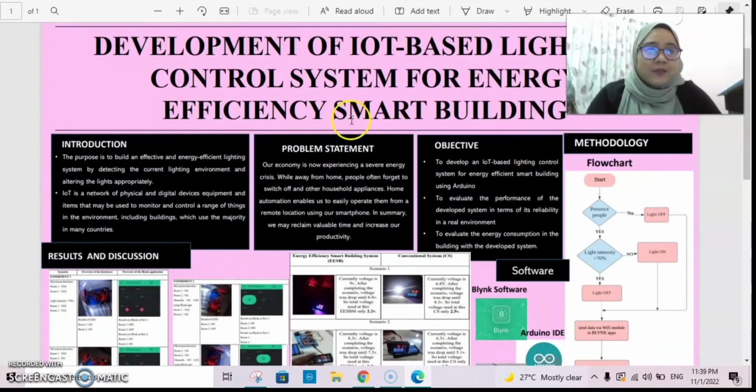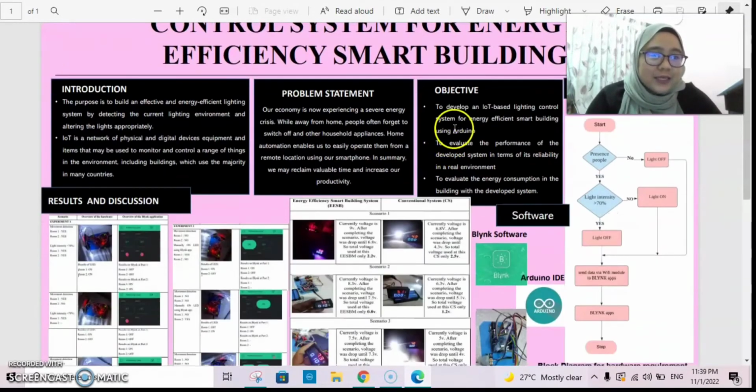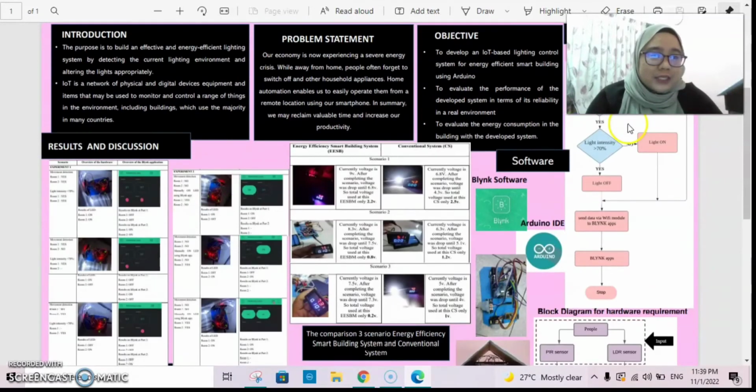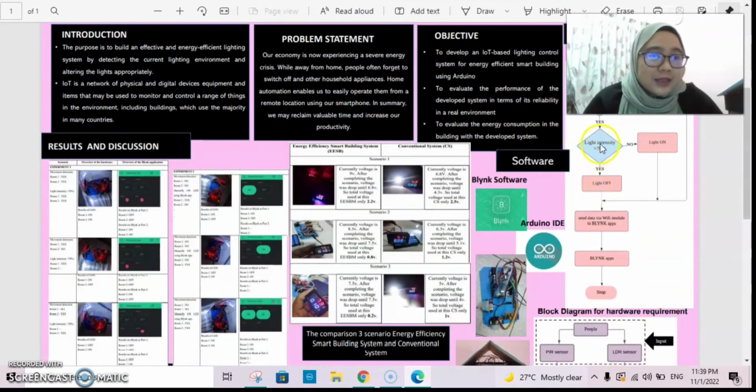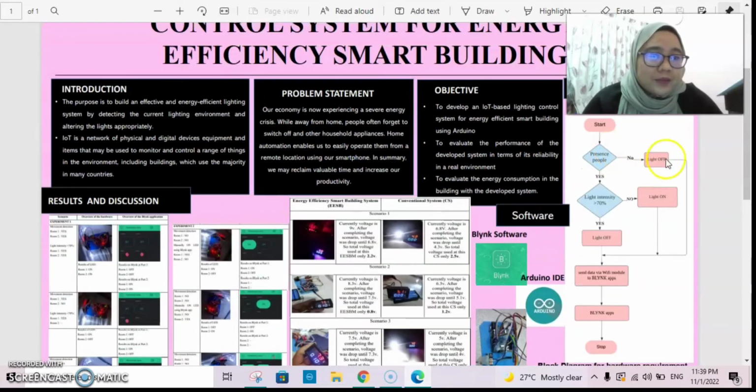And then for the methodology, we can see the flow chart. First we start, and then the sensor detects people, using a PIR sensor. And then if yes, the LDR sensor detects whether the light intensity is above 70%. If yes, the light will turn off, while if no, the light will turn on.